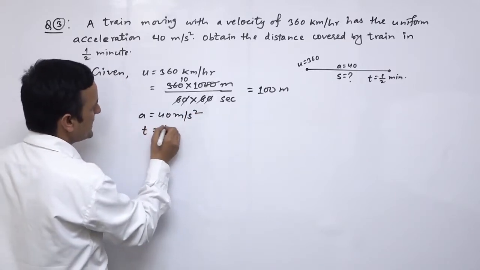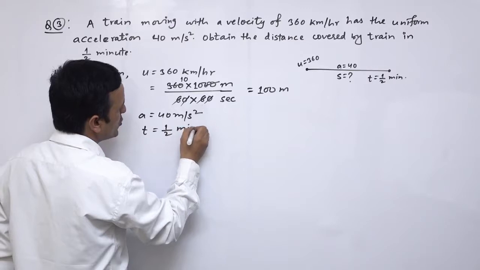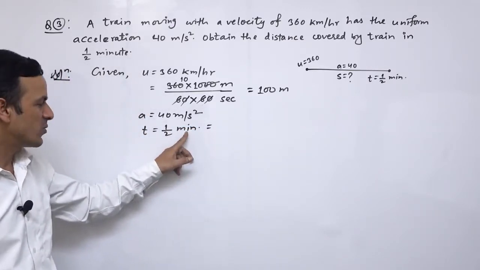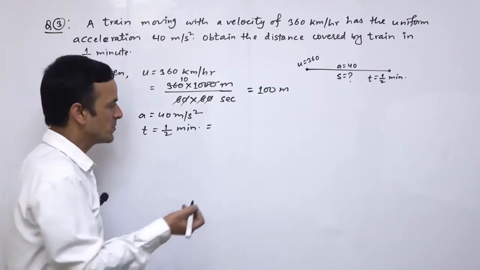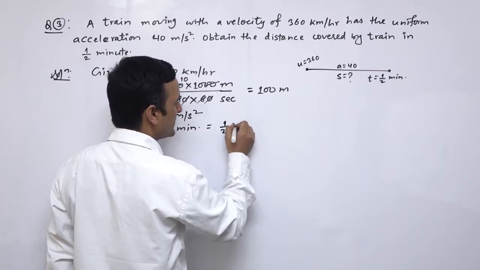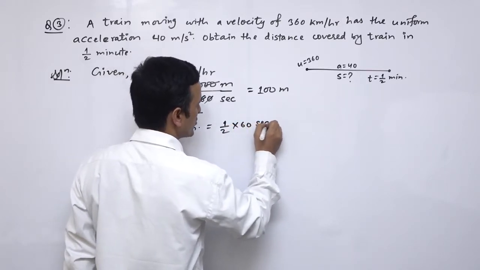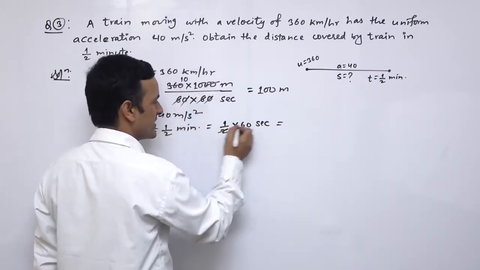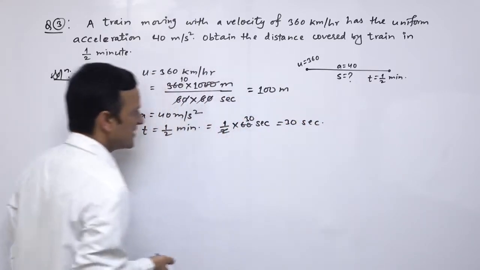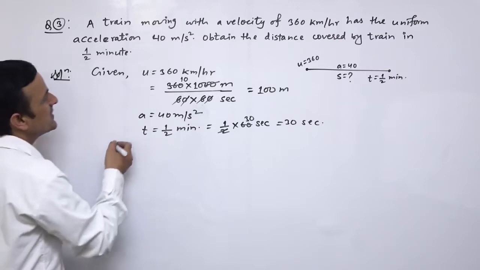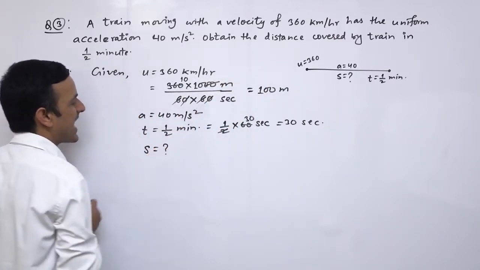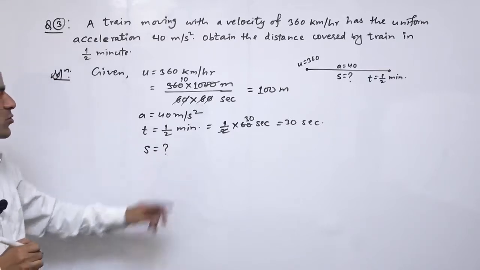And time is 1/2 minute. Here also we have to change the system. We have to change this minute into second. In 1 minute we have 60 seconds, so multiply it by 60. 1/2 into 60 is 30. So finally 30 seconds is the required time in SI unit. And our question is the distance covered by the body, which is also known as S. So S is equal to what?